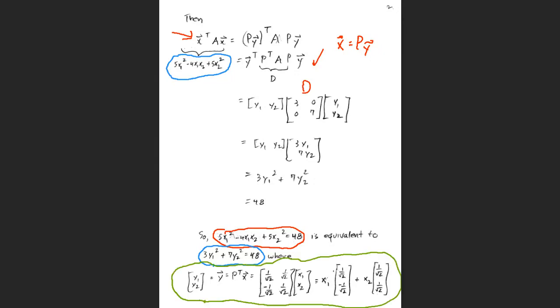So any y1, y2 coordinate is a linear combination of those eigenvectors for the matrix A, the orthogonal eigenvectors.